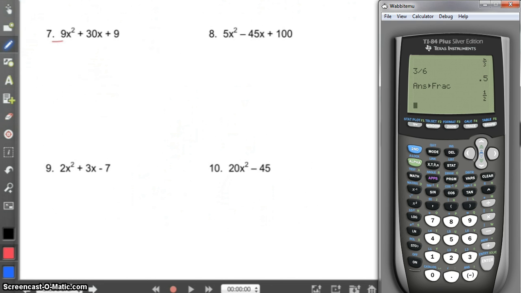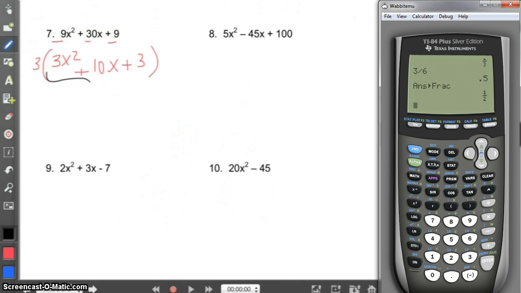So let's look. 9, 30, and 9. What's in common? A 3 is in common. So 9 divided by 3 is a 3x squared. 30 divided by 3 is a 10x. And 9 divided by 3 is a 3. You can always FOIL. 3 times 3 is 9x squared. 3 times 10 is 30. 3 times 3 is 9. So this is the factored, this is after you take the GCF out.